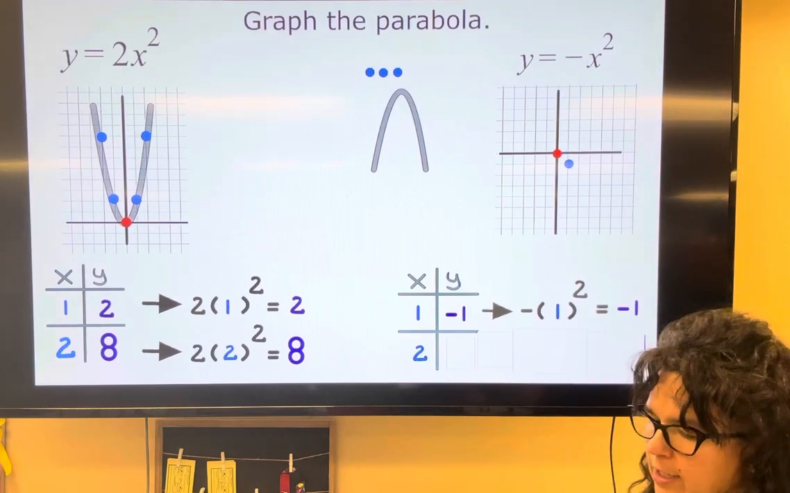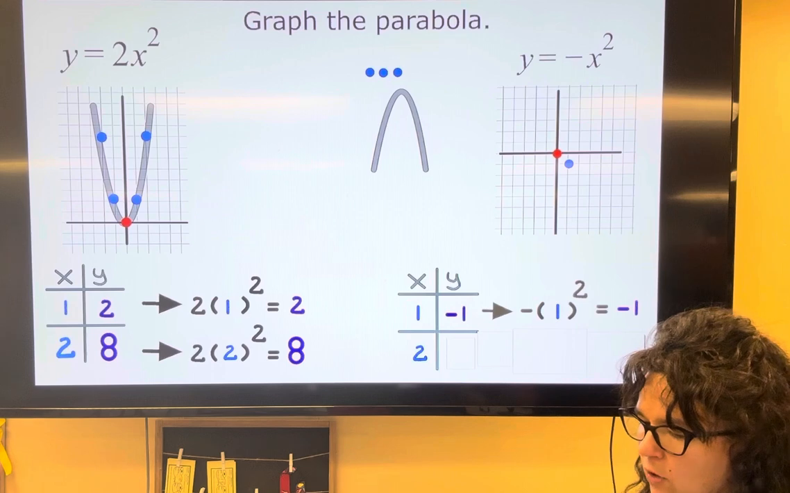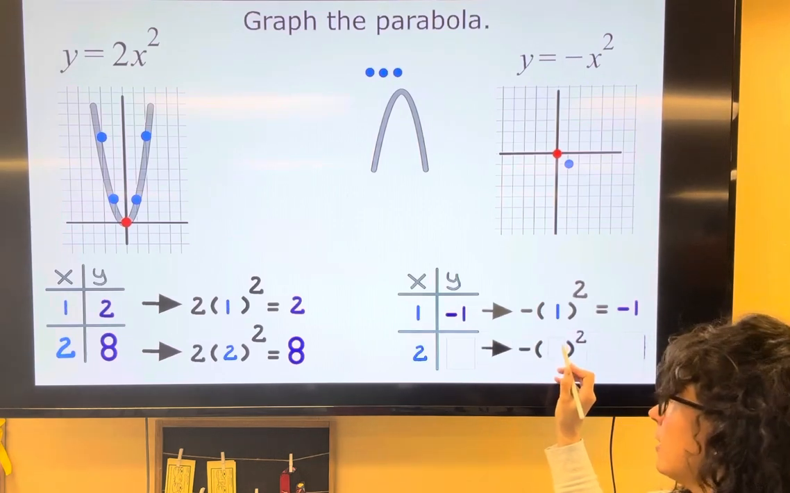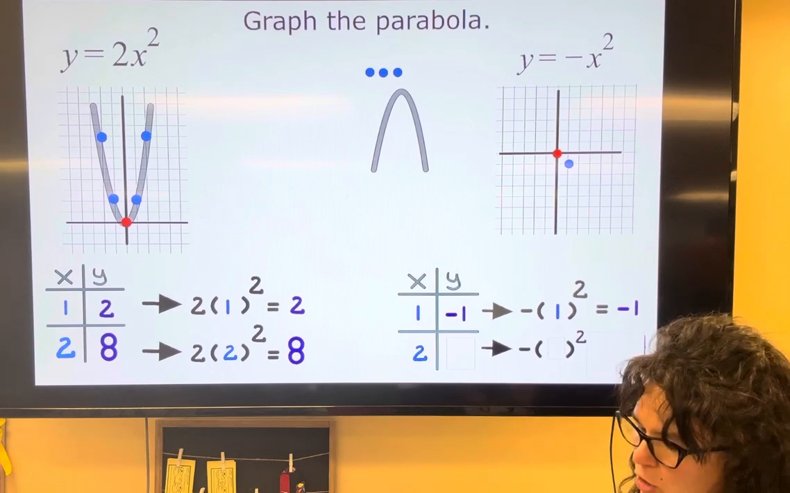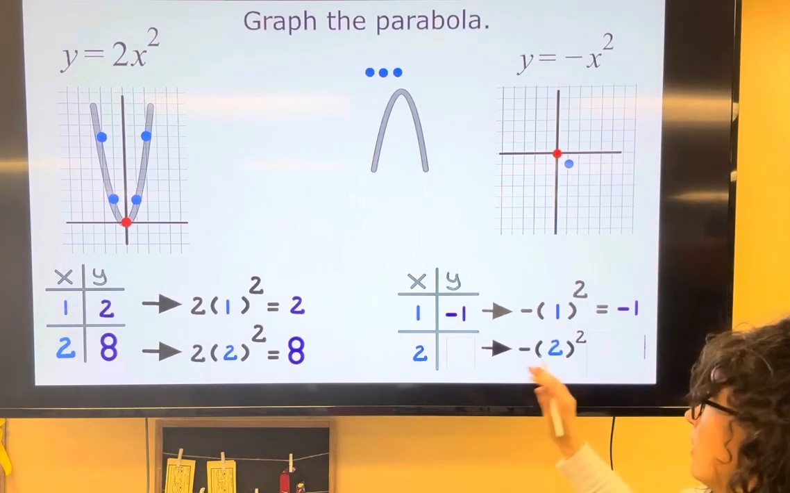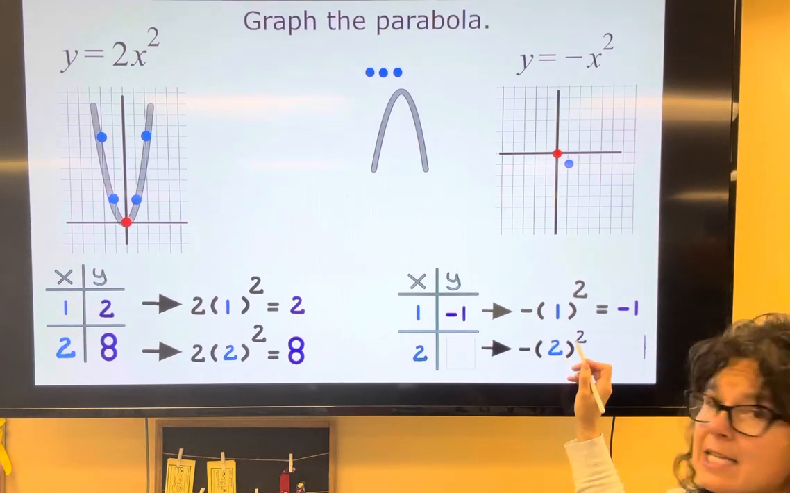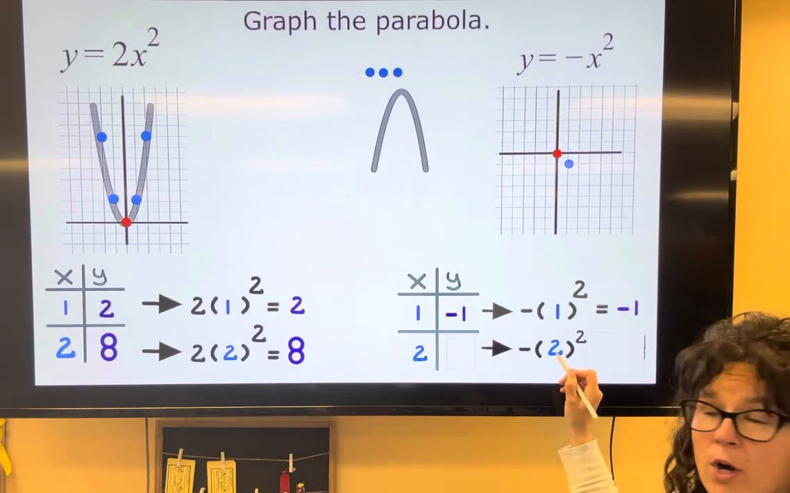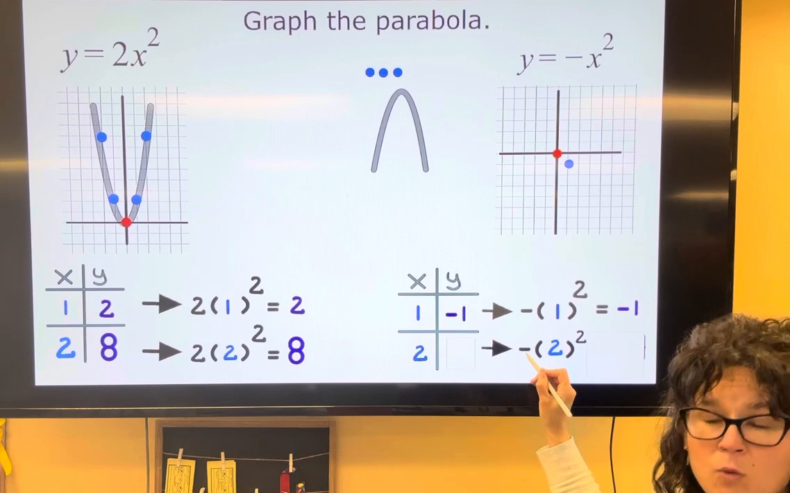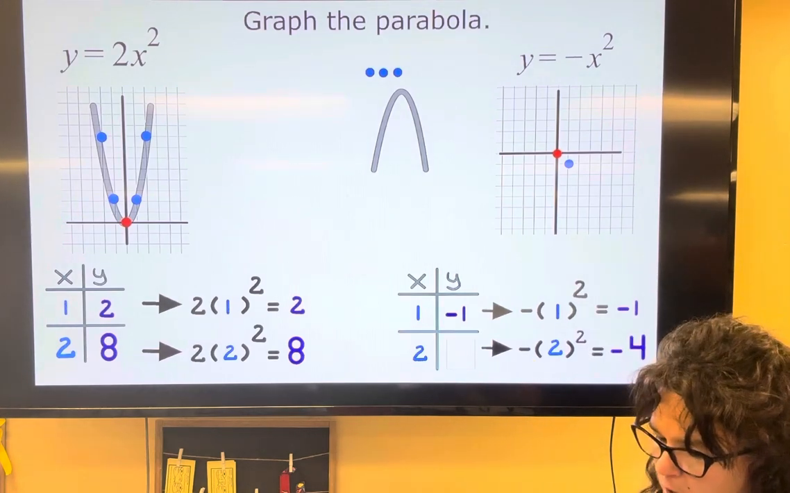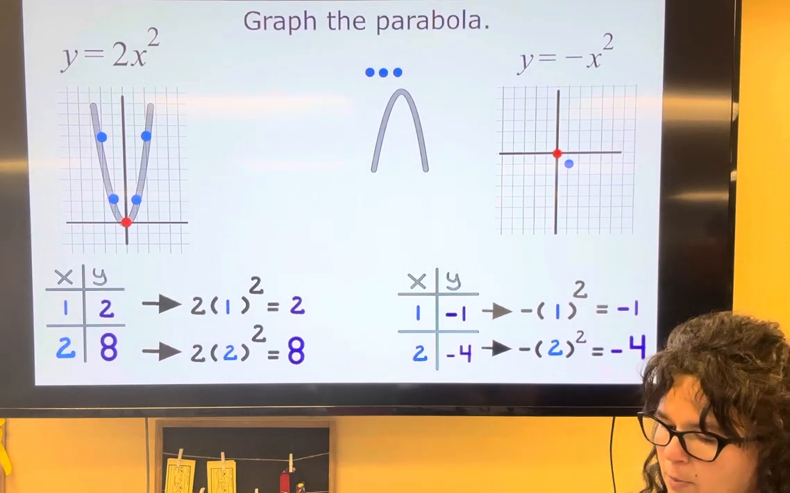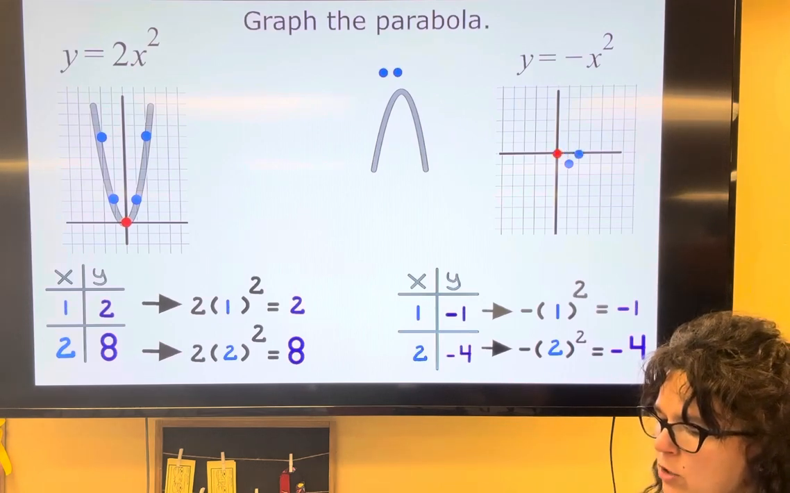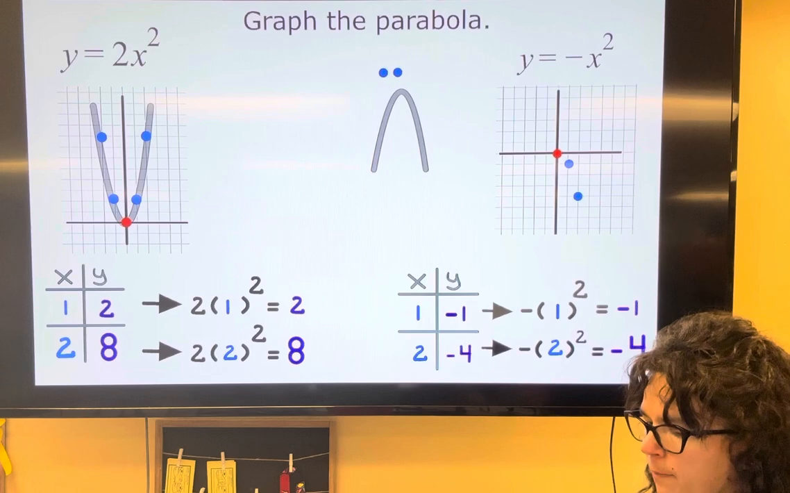Okay, substituting in the value of 2 into my equation. So negative x squared, replacing this x with 2. Order of operations, exponents first. 2 squared, 2 multiplied by 2 is 4. Multiplied by the negative 1 out front gives me negative 4. So let's plot the point 2, comma, negative 4. Right 1, 2, down 1, 2, 3, 4.